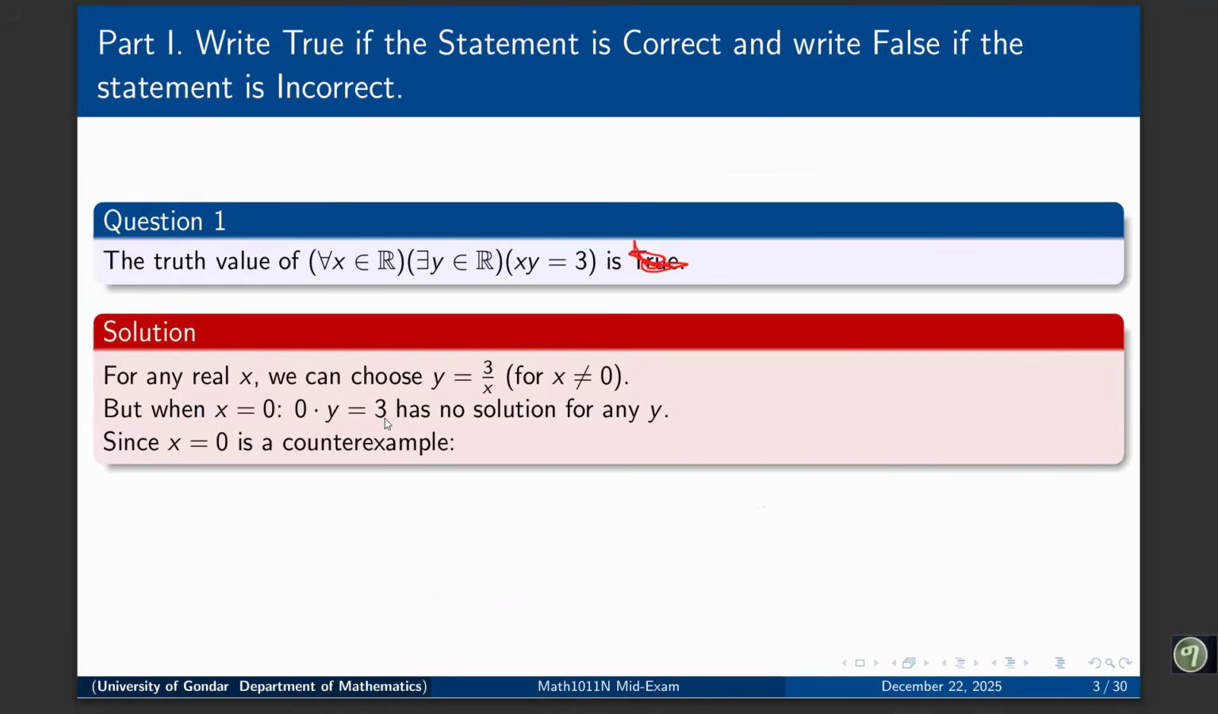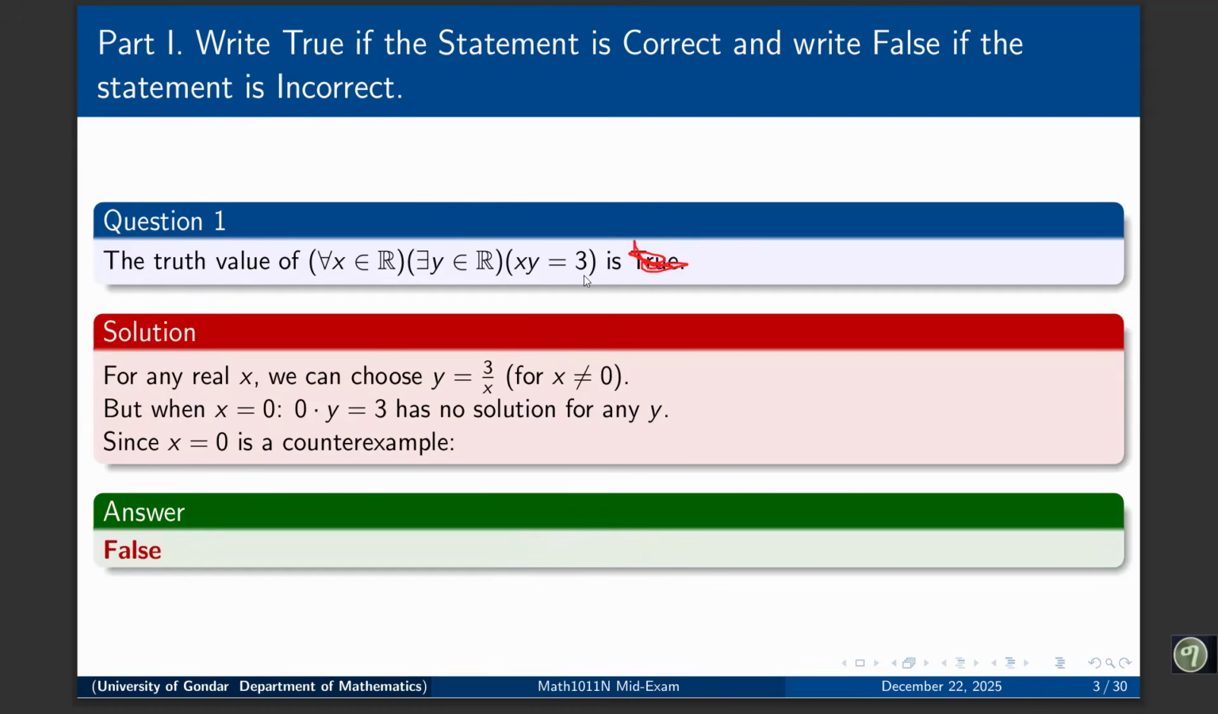Therefore, because of the existence of 0, which is a counterexample without any corresponding y satisfying this condition, the truth value of this statement, for every x ∈ R there is a corresponding y ∈ R satisfying this condition, will be false. So the answer for the first question is false.